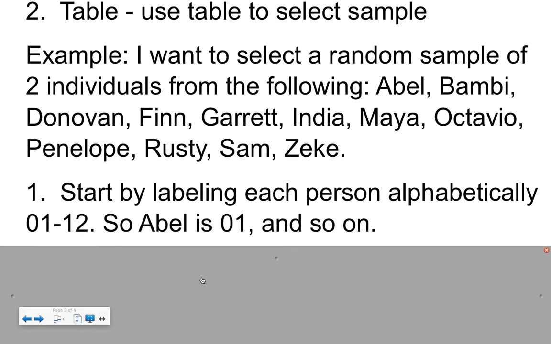So my first step, I'm going to label each person alphabetically. They are already in alphabetical order here, and I'm going to do it 01 through 12, because they all have to have the same number of digits. So the last person will be 12, the first person would be 01, and then everything in between.